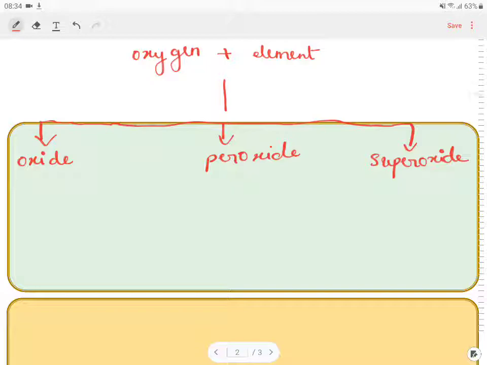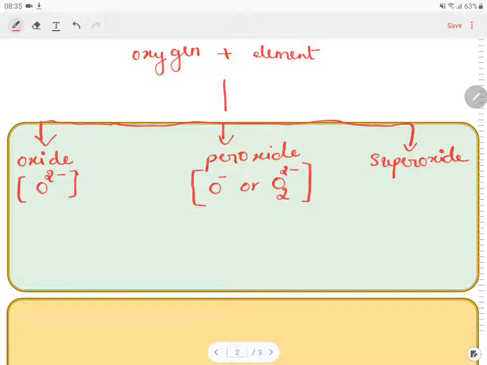Oxygen is an electronegative atom, so it has a tendency to carry a negative charge. If I consider oxide, each oxygen atom carries two negative charges, O2 minus ion. This ion will be present. Similarly, peroxide will have O minus ion. Each oxygen atom carries one negative charge. If I combine two oxygen atoms, it will be O2 2 minus. This ion will be there in peroxides.